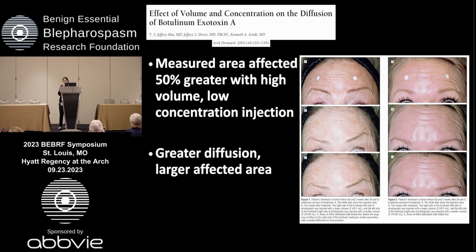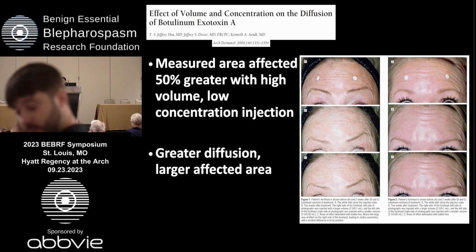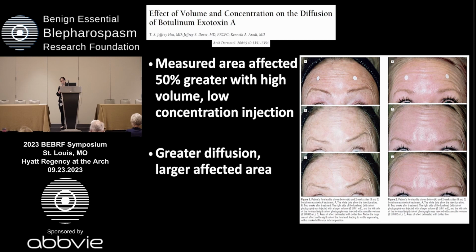In these patients, the right side of their forehead, which in the photographs is the left side, got the lower concentration injection, which again is a higher volume that you're actually injecting. In the top photographs, those little white stickers are where the injection actually took place, and the bottom photographs are the results 2 weeks later. They measured the height and width of the area where the wrinkles were no longer visible, and they found that at lower concentrations, the toxin is affecting a greater area of tissue because you injected a greater volume in those cases.